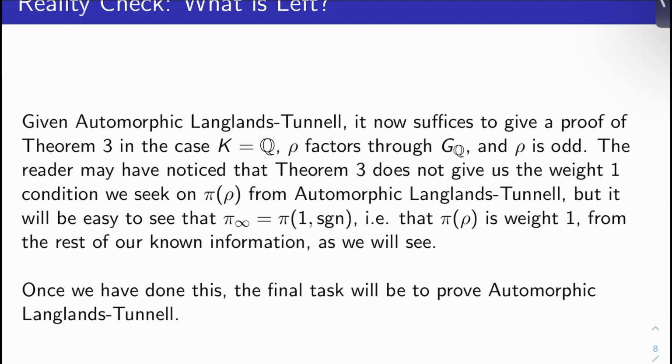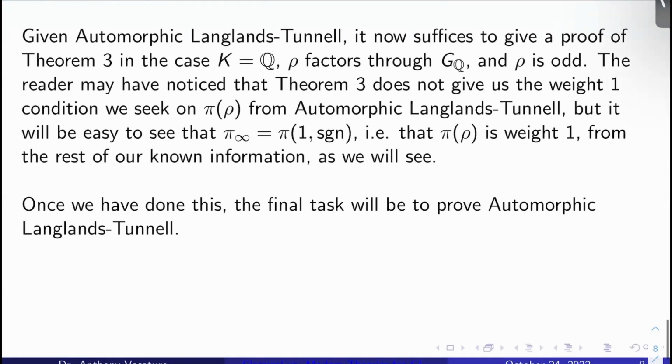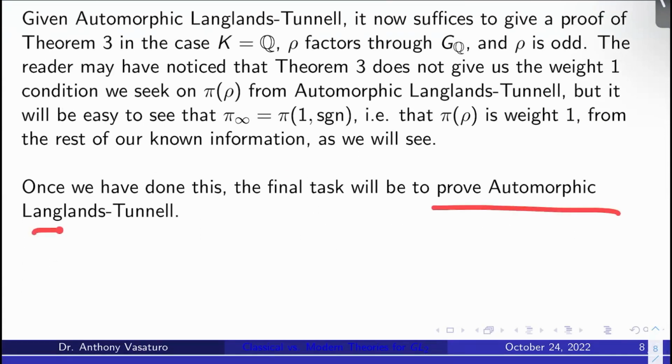Okay, so we have to prove theorem 3 in a special case. We have to, I guess, make sure we have the weight 1 condition of automorphic Langlands tunnel. And then once we've done that, all we'll have to do is give a sketch of the proof of automorphic Langlands tunnel, and the chapter will be done. The Langlands tunnel portion of the proof of Fermat's last theorem will have been dealt with.